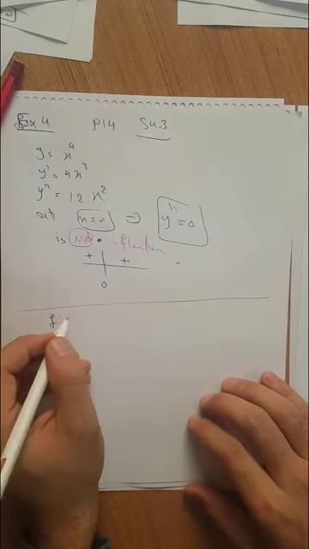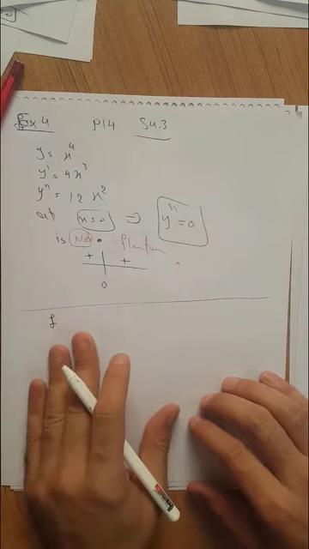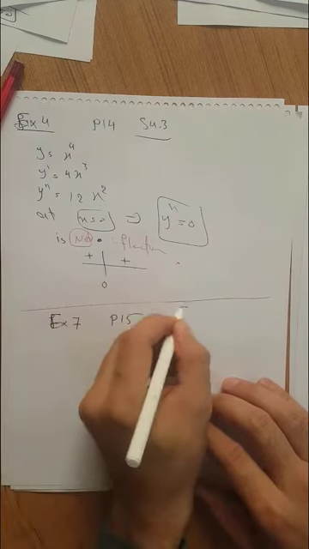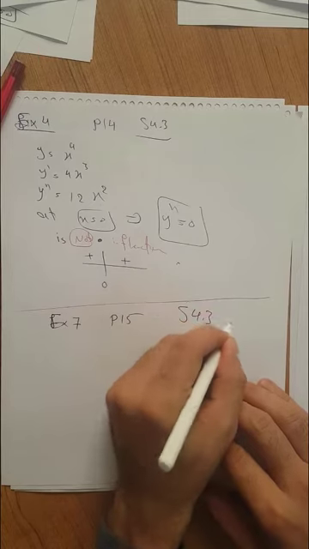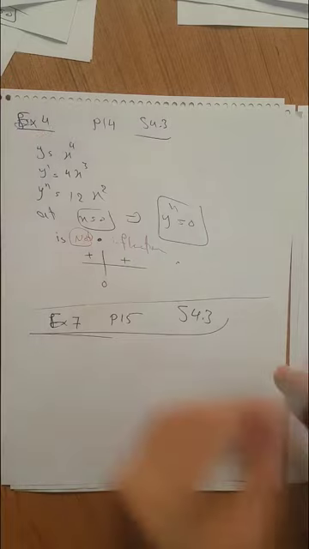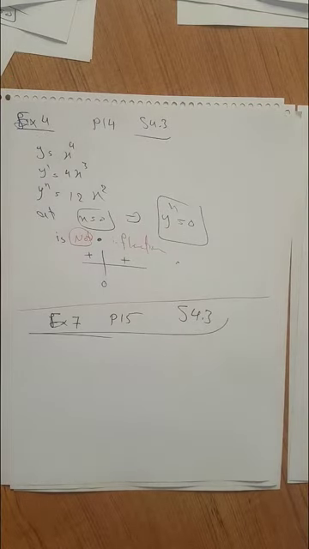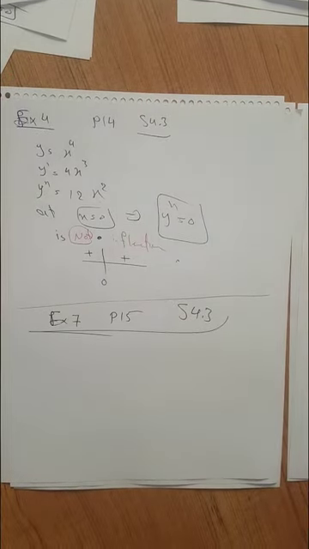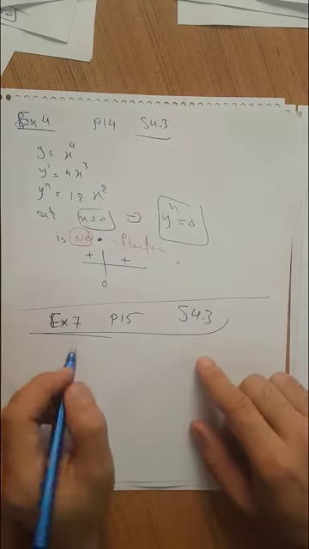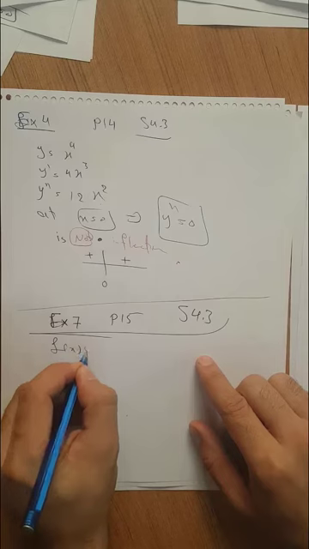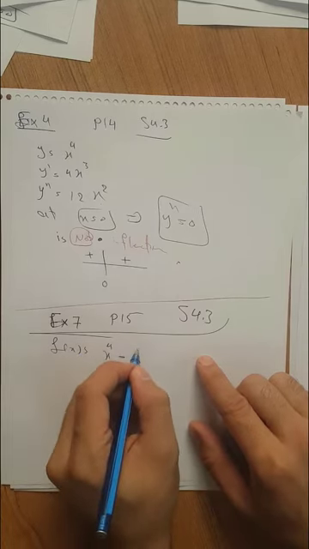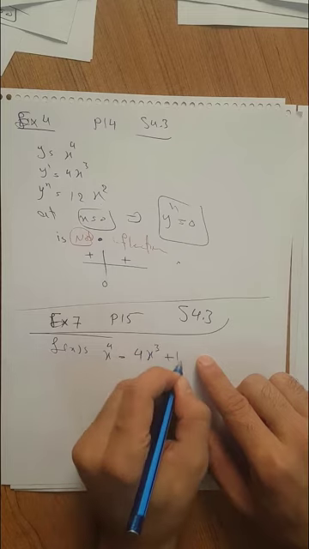Example 7 in page 15, section 4.3, very important. In the exam, you will really face some example like that. So f of x is equal to x to power 4 minus 4x to power 3 plus 10.